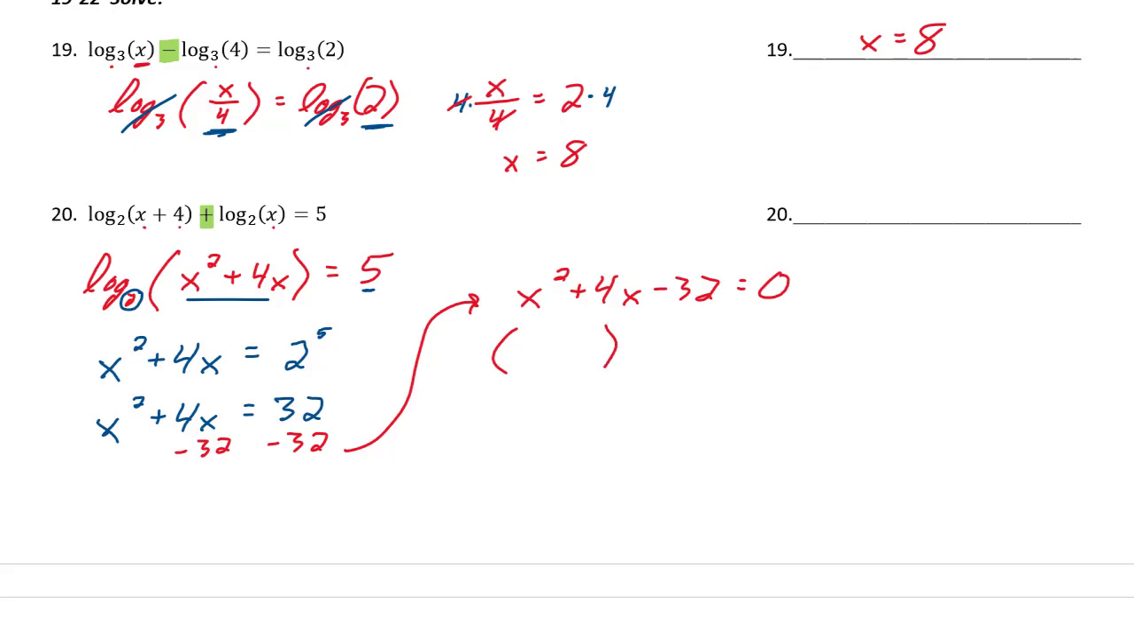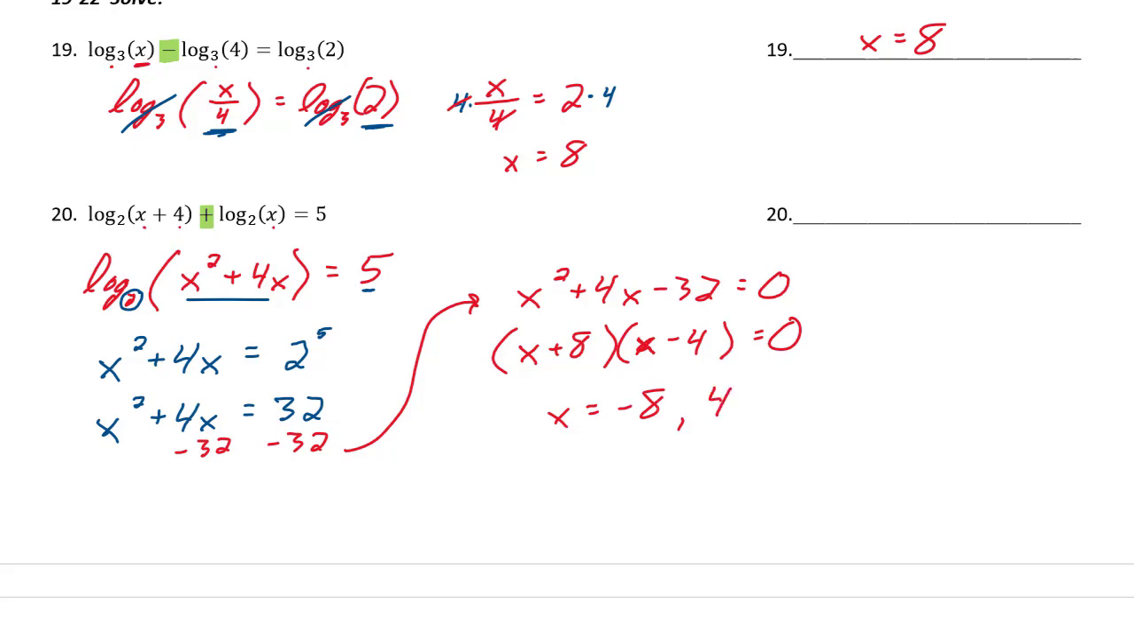So based upon a lot of things I've done, I probably want to factor. So I'd want to multiply to that negative 32 and add to a 4. To me that seems like that would be a positive 8 and a negative 4. And if I set each of those equal to 0, setting x plus 8 equal to 0 gives me negative 8, and setting x minus 4 equal to 0 would give me positive 4.